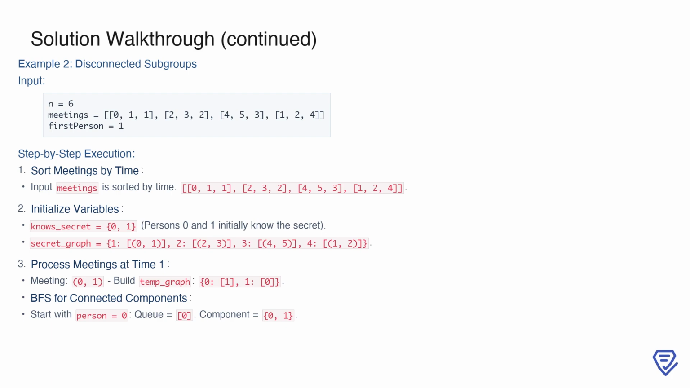At time 1, persons 0 and 1 meet. The temporary graph for this meeting is 0, 1, 1, 0. Using BFS starting from person 0, the connected component includes persons 0 and 1. Both of them already know the secret, so the knows_secret set remains unchanged at 0, 1.